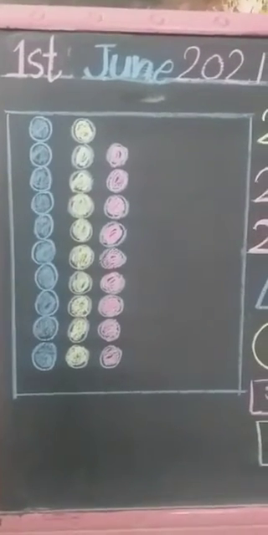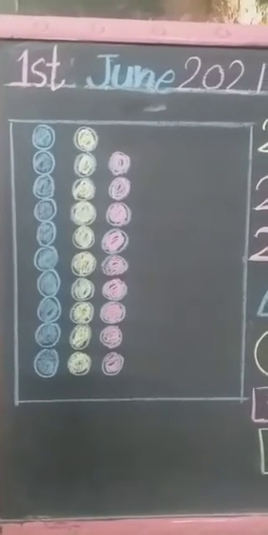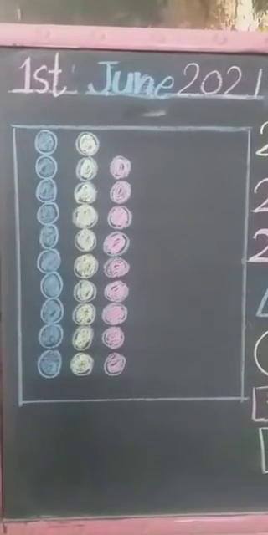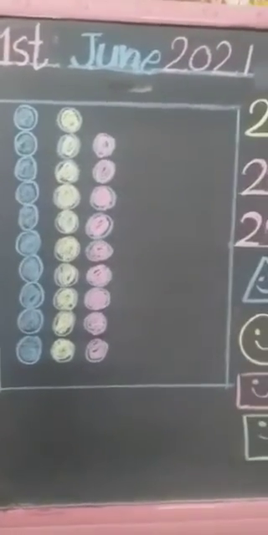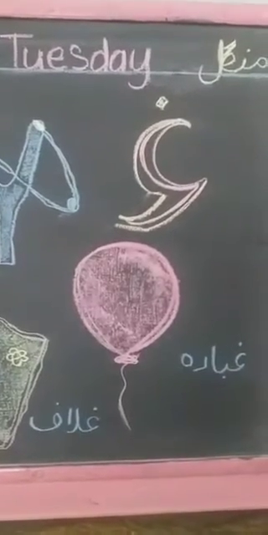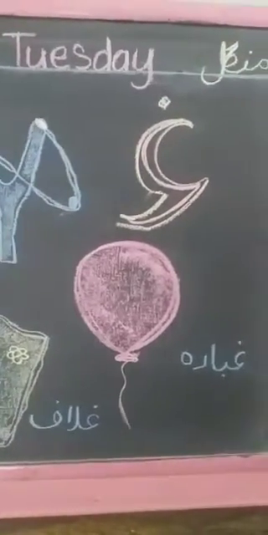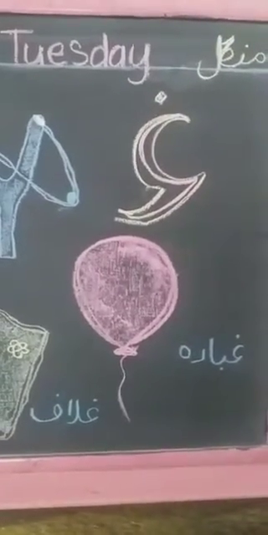Bismillahirrahmanirrahim. Okay dear students, today the date is 1st June 2021. What is the date today? 1st June 2021. And the day is Tuesday. What is the day today? Tuesday. Tuesday को उर्दू में कहते हैं मंगल. Mangal. And Urdu work.